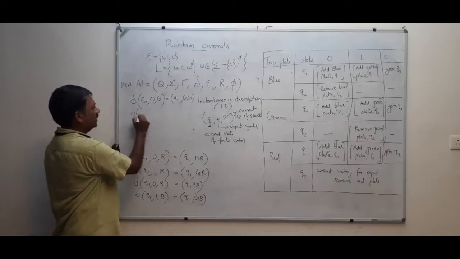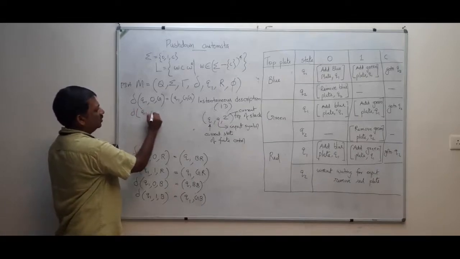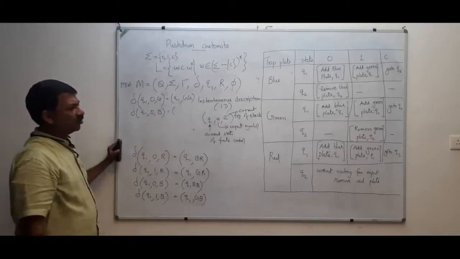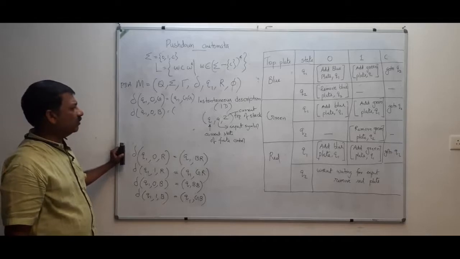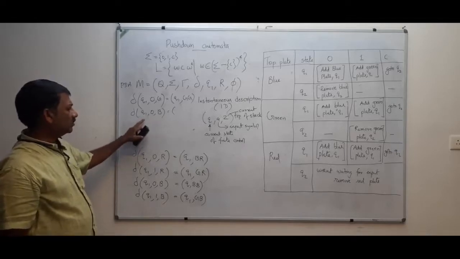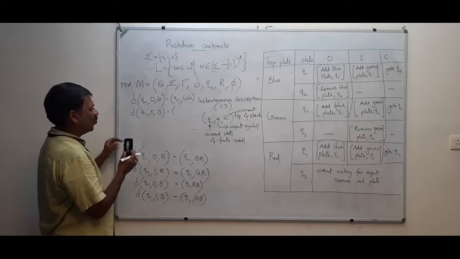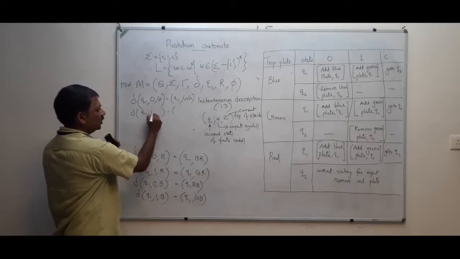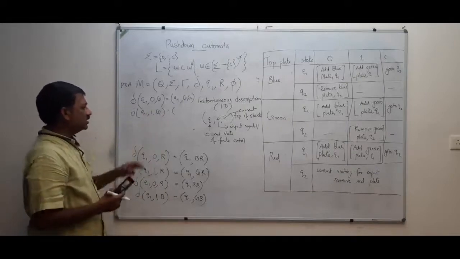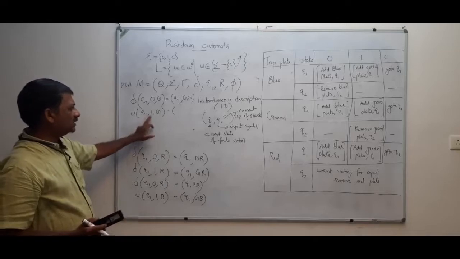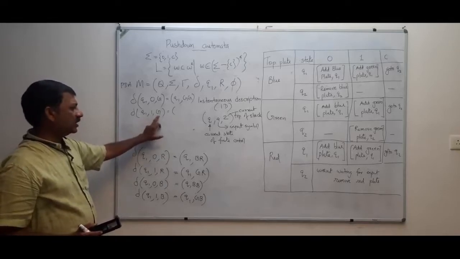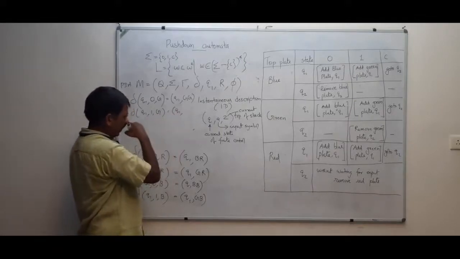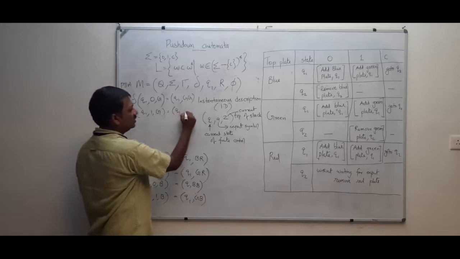Now what will happen if delta of Q1, 0 B? What is Q1 0 B? Actually this is not Q1 0 B, that is Q1 1 G. That means this is state Q1 and the next input is 1 and the current top of the stack is green. What will happen? It stays in the same state Q1 and this is replaced by GG.